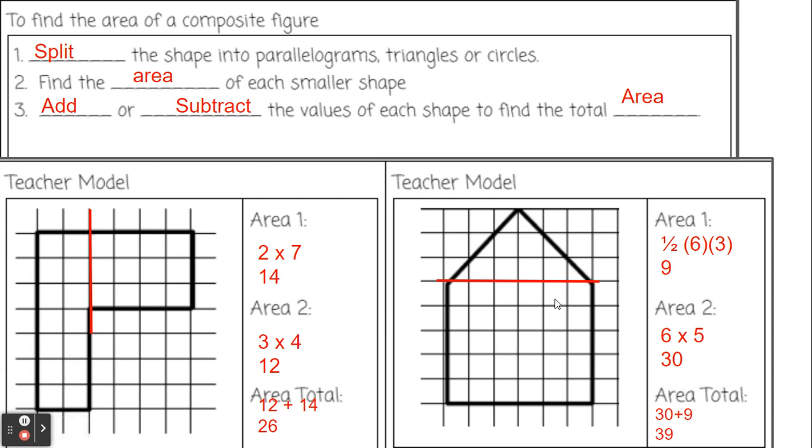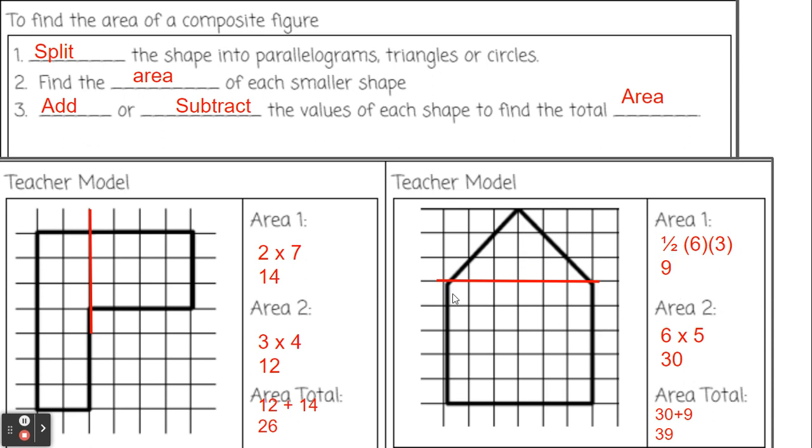In this one, I have got a triangle and I've got a rectangle. So my triangle is, remember our formula is half the base times the height. So my base is 1, 2, 3, 4, 5, 6 squares. My height is 1, 2, 3. So I do half of 6 times 3 and I get 9.